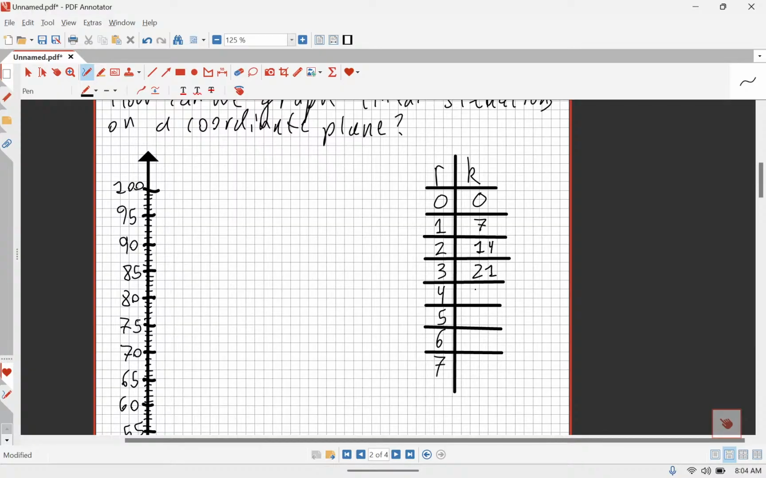That's what I think. There we go. Beautiful. How many of us got our table filled in like this? How many of us got our table filled in like this? Very good.